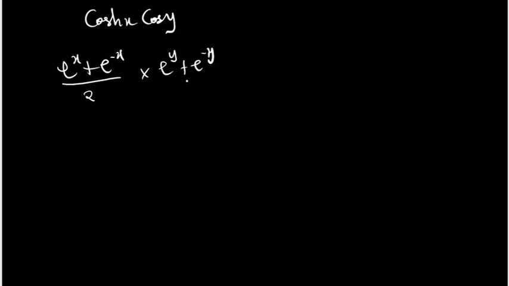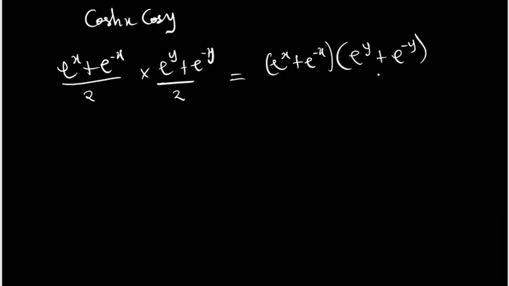Cosh x cosh y becomes e exponent x plus e exponent negative x all over 2, multiplying e exponent y plus e exponent negative y all over 2. We'll concentrate on the top. The top will multiply, so e exponent x plus e exponent negative x will multiply e exponent y plus e exponent negative y, all over 4.